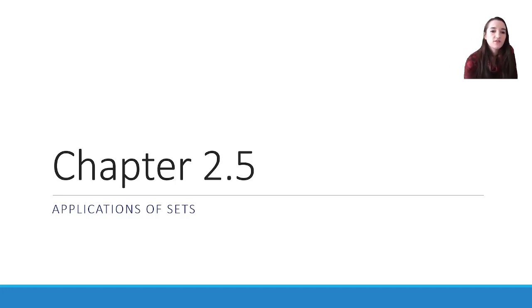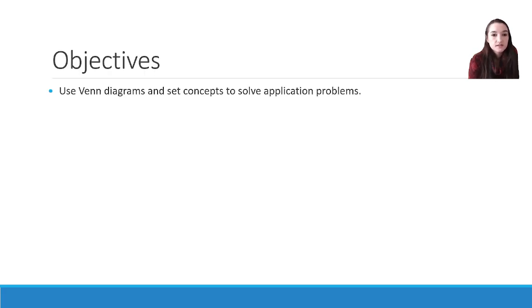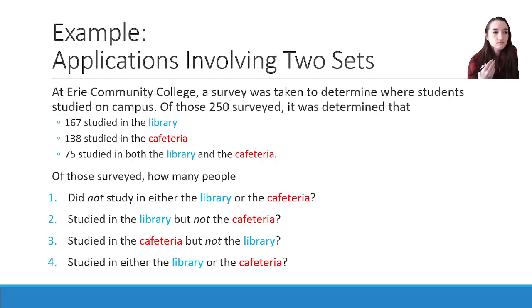Chapter 2.5, Applications of Sets. So this will be our last chapter looking at sets. Essentially, we're going to take our Venn diagrams and now look at certain types of word problems that we can answer using our Venn diagrams. So we'll start with an application involving 2 sets and then work our way up to 3.